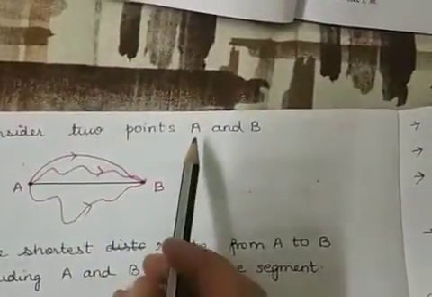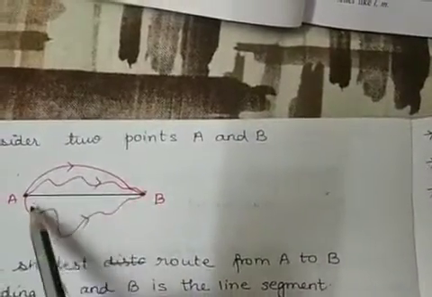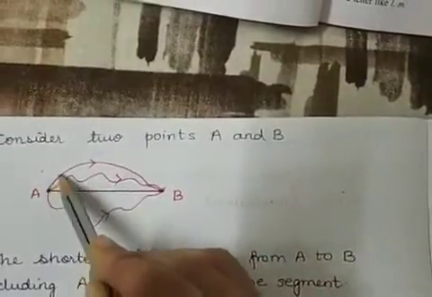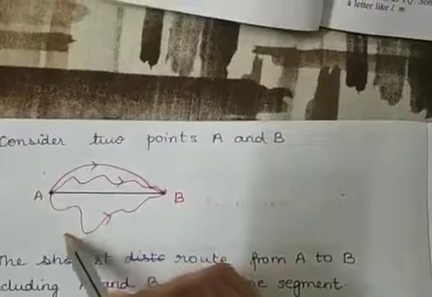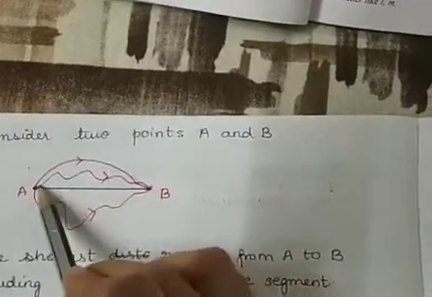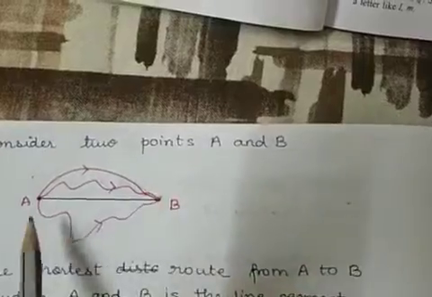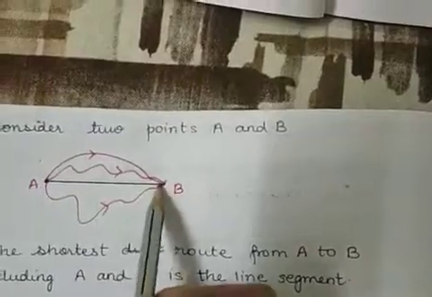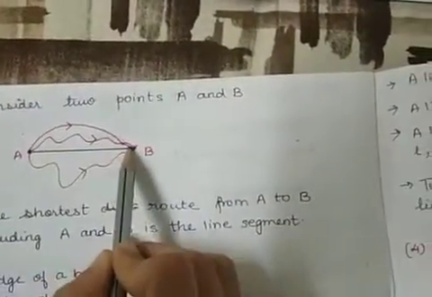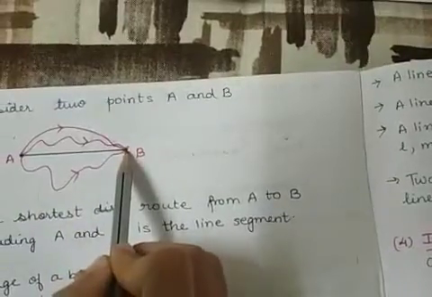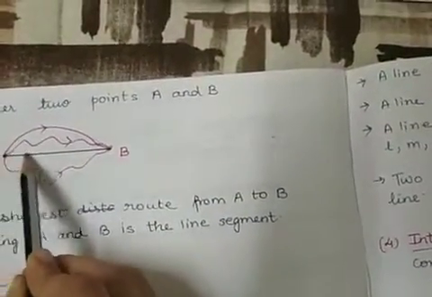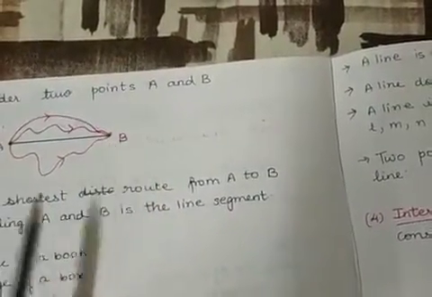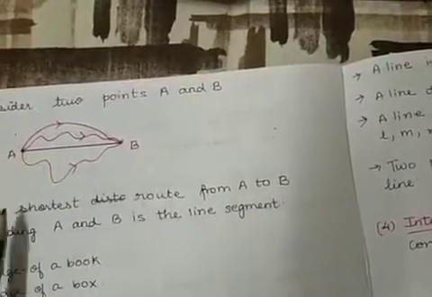Now let us take two points A and B. If I want to reach from A to B, then you can take many routes. I can go like this from A to B, or I can go taking all these different curves, or I can go in this manner also. But if you go straight from A to B, then you will be reaching faster. This is the shortest distance you can take from point A to point B, and this is nothing but your line segment. So the shortest route from A to B, including A and B, is the line segment.